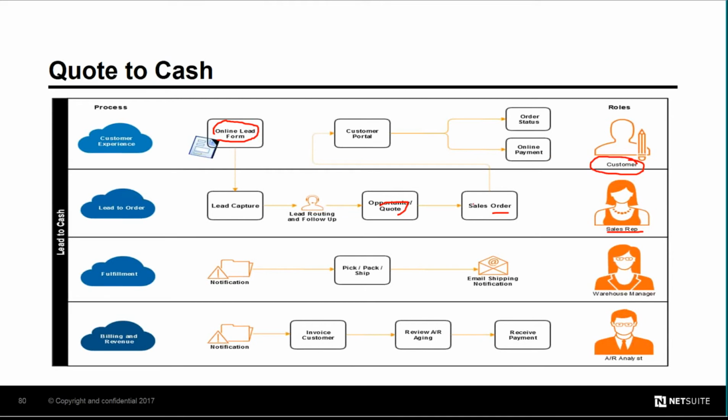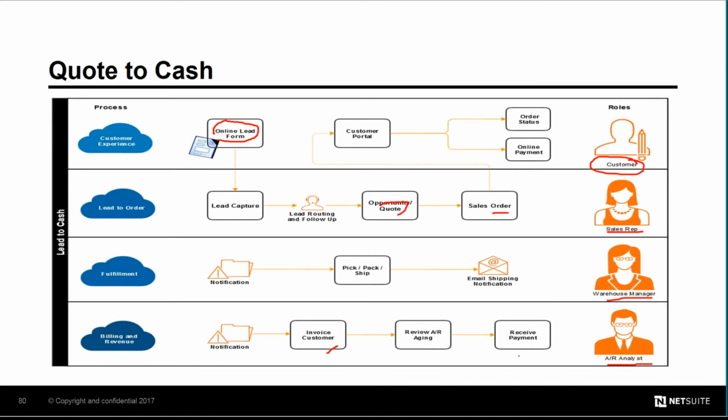Once you finish the sales order, the next thing you would do is the warehouse manager doing the shipment, doing the pick, pack, ship, and then it goes to the AR analyst, creating an invoice, and then same also can review the aging and accept the payment.